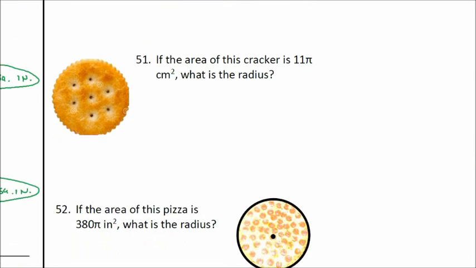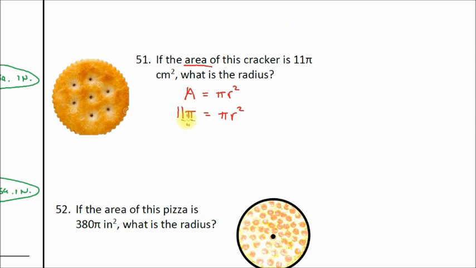Question number 51. If the area of this cracker, so now we're looking at area of the whole cracker, is 11 pi centimeters squared, what is the radius? Well, we know a formula that has area and radius in it. It's the area formula. Area equals pi r squared. Let's plug in what we know. We know the area is 11 pi. Don't miss the pi here. It's part of our measurement. 11 pi equals pi r squared.